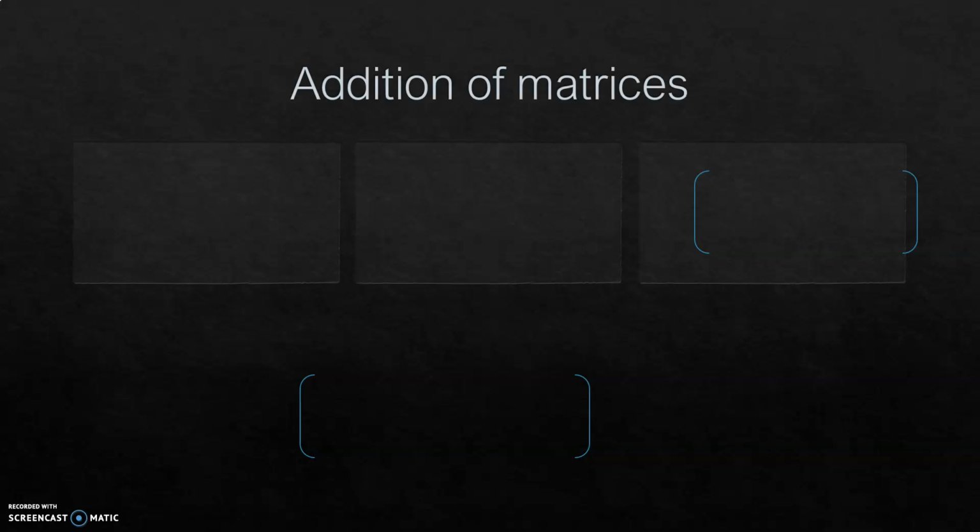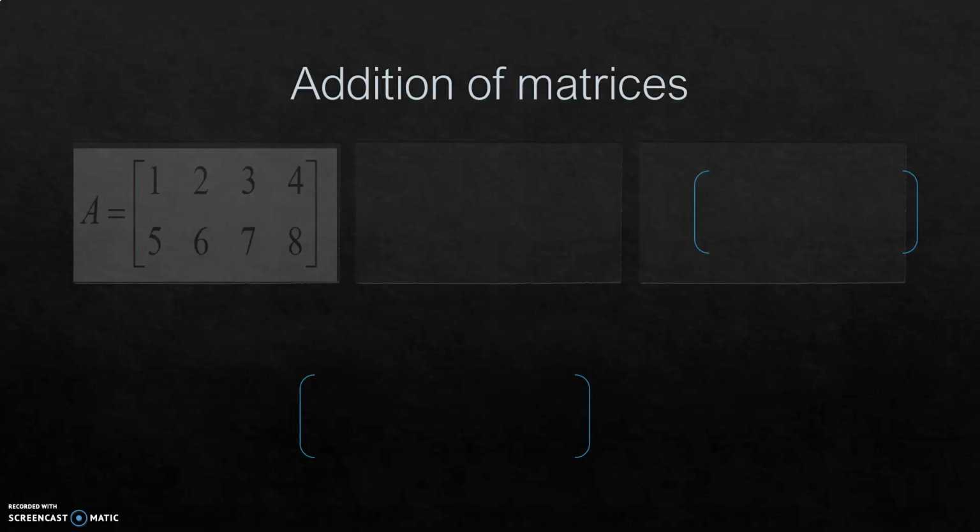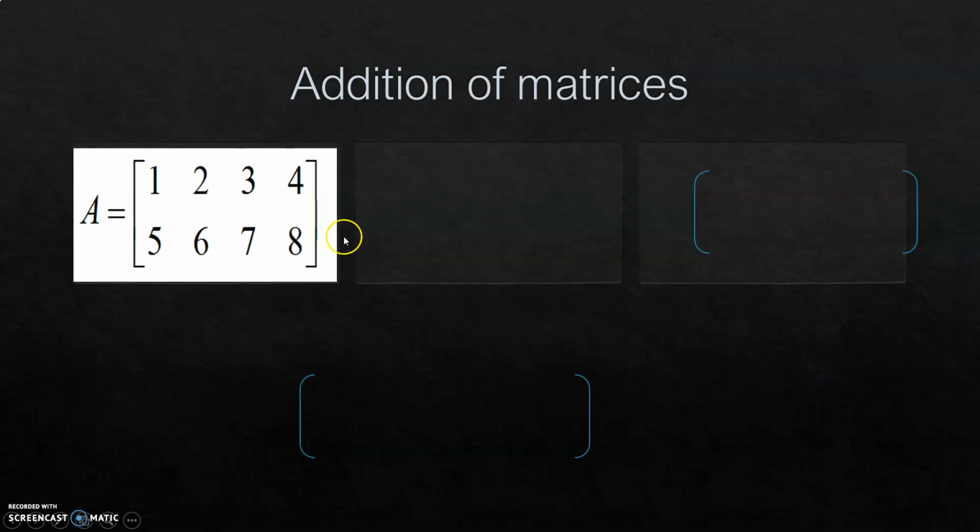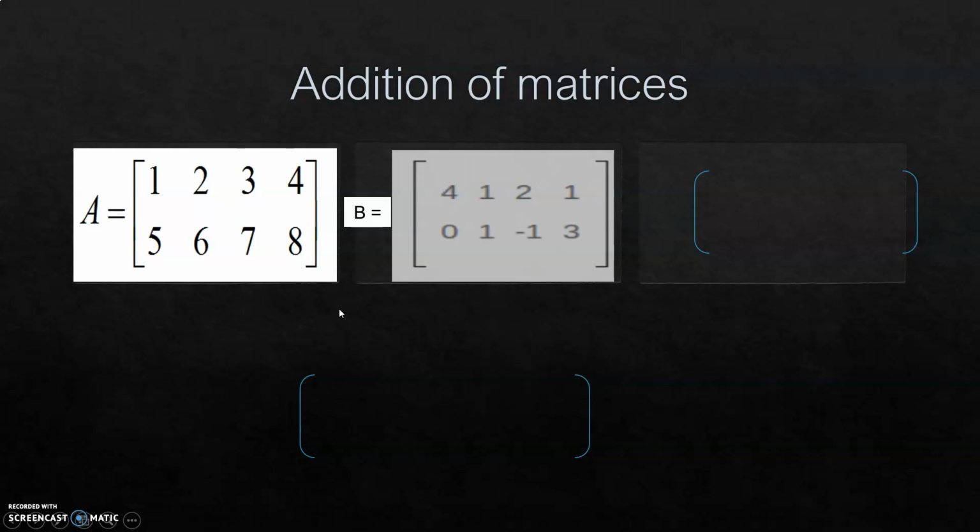So let us check some other examples of addition of matrices. Here A is equal to 1, 2, 3, 4, 5, 6, 7, 8. First we need to check the order of the matrix. It is a 2 into 4 matrix, 2 rows and 4 columns. Then B is equal to 4, 1, 2, 1, 0, 1, minus 1, 3. Here also the same order, 2 rows and 4 columns. So both the given matrices are in the same order, and it is possible to take the sum of A plus B.